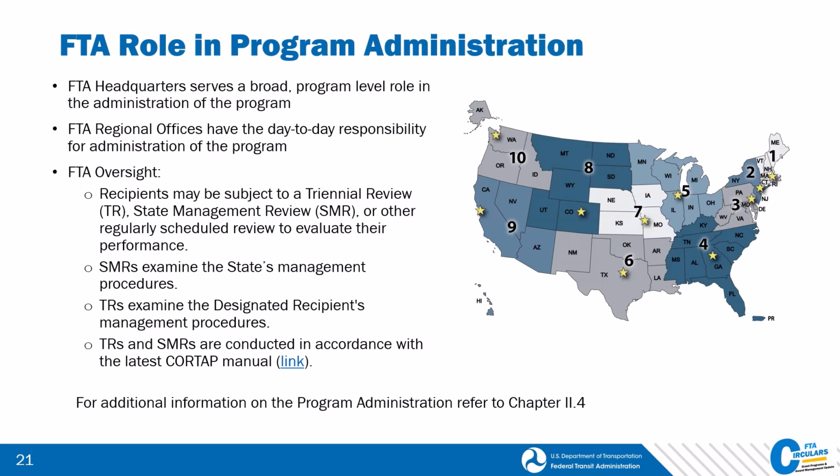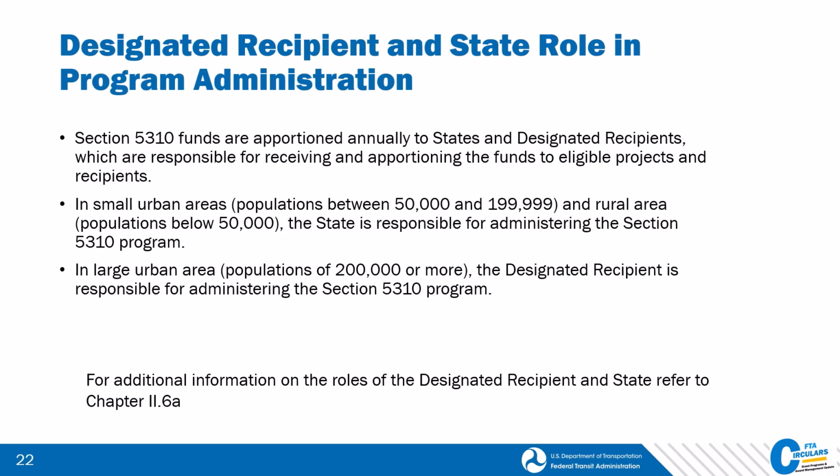For additional information on program administration, refer to Chapter 2, Section 4. Section 5310 funds are apportioned annually to states and designated recipients who are responsible for receiving, administering, and apportioning the funds for eligible projects and recipients.